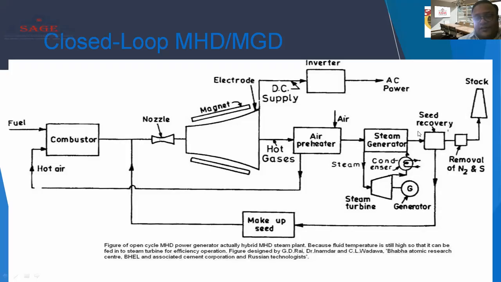After the steam generator, the gas passes through the seed recovery, where the seed is recovered by another device called a seed recovery unit, and the nitrogen and sulfide are removed before passing to the atmosphere. So clean gases pass into the atmosphere because of ozone layer depletion concerns. The makeup seed is produced separately and passed through to the combustion chamber.